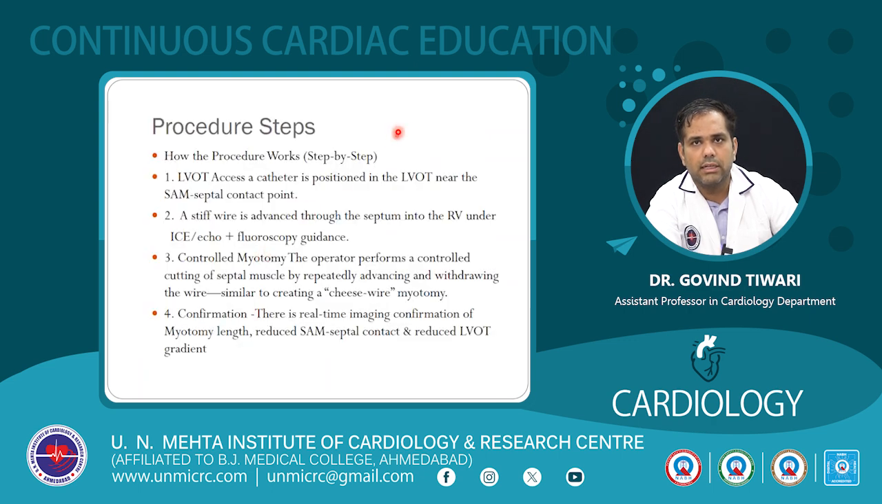Procedure steps. LVOT access: a catheter is positioned in the LVOT near the SAM septal contact point. A stiff wire is advanced through the septum into the RV under intracardiac echocardiography plus fluoroscopic guidance. Controlled myotomy: the operator performs a controlled cutting of septal muscle by repeatedly advancing and withdrawing the wire, similar to creating a cheese wire myotomy. Confirmation: this is a real-time image confirmation of myotomy length, reduced SAM septal contact, and reduced LVOT gradient.